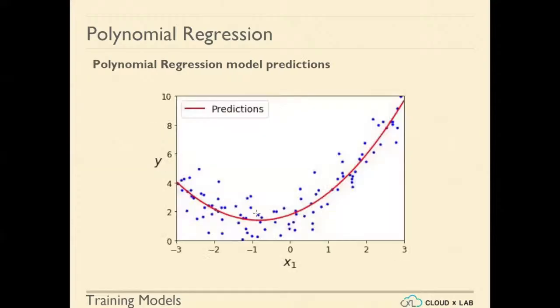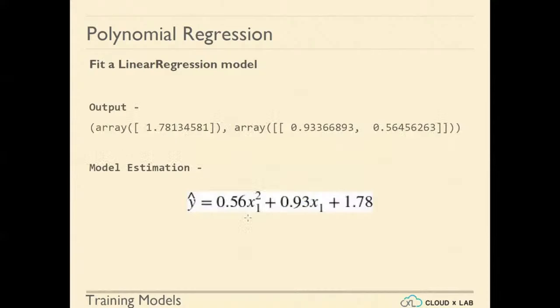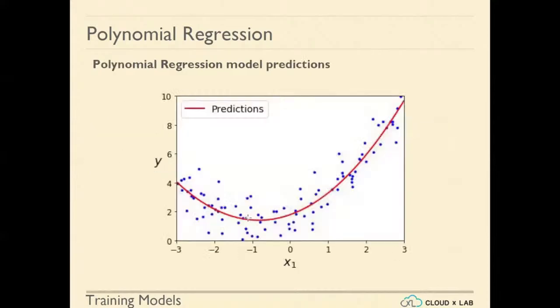So it's a degree 2 polynomial, and as you can see here, if you fit a degree 2 polynomial, then the error will be low. Okay. So any doubt here?